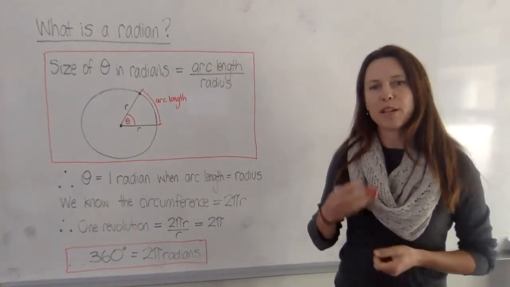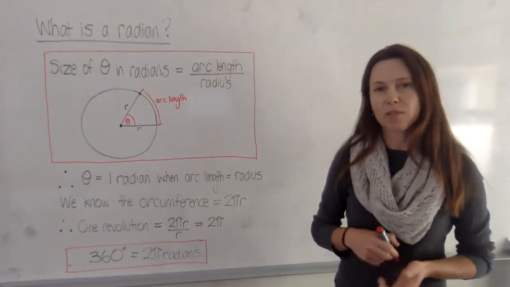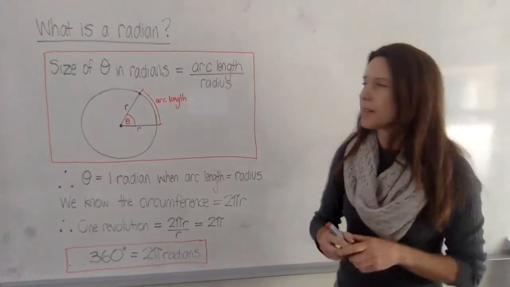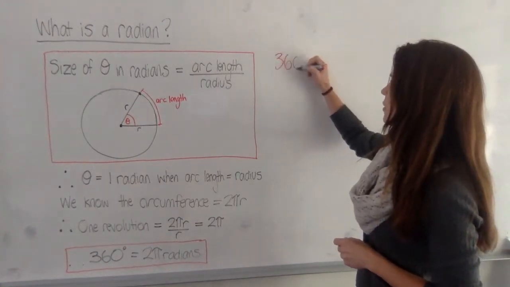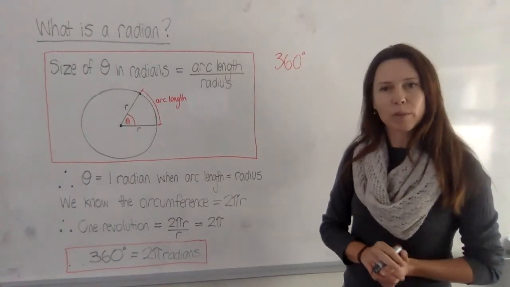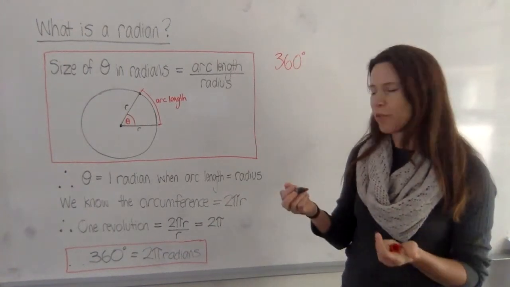Today we're going to learn how to measure the size of angles in radians rather than degrees. Now let's think about what we know about degrees. 360 degrees makes one full revolution, but where does that actually come from?